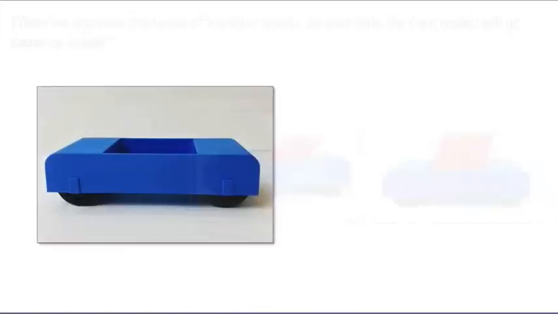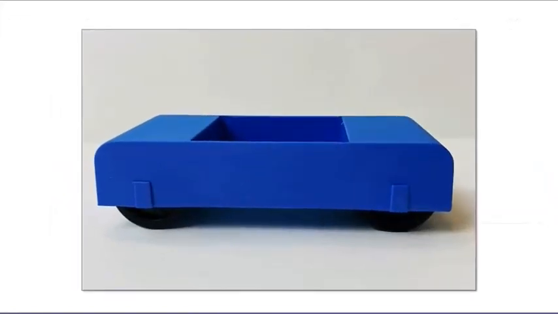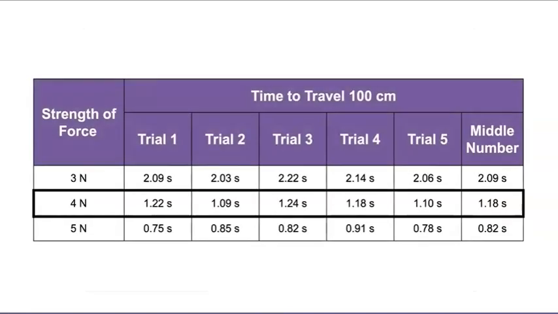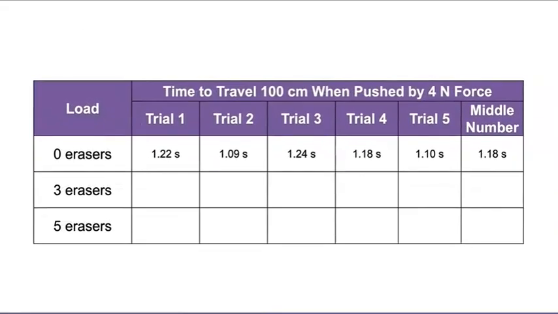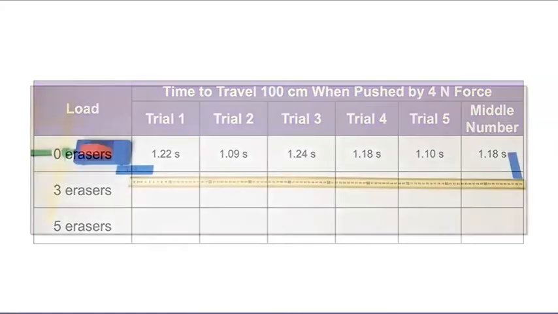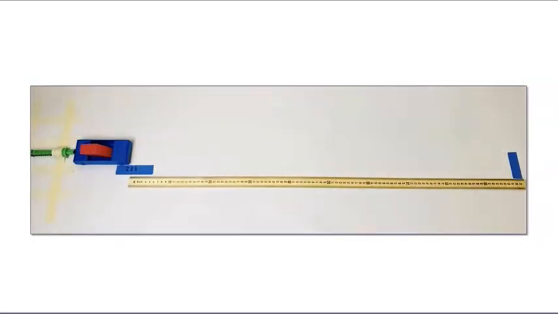We should start by testing the empty train model. But wait, we've already tested an empty train model with 4 newtons of force. So we can use the data from our last investigation. Great! Now we just need to complete our investigation with 3 erasers and 5 erasers. Let's watch the first trial with 3 erasers. 3, 2, 1, start.